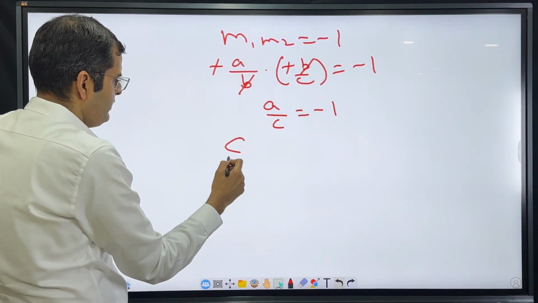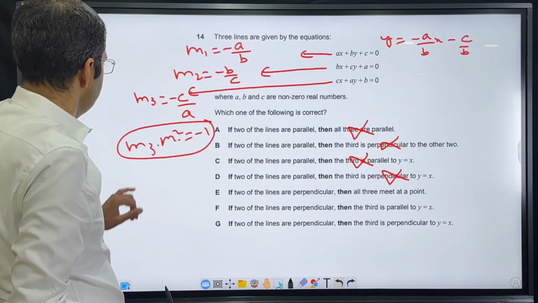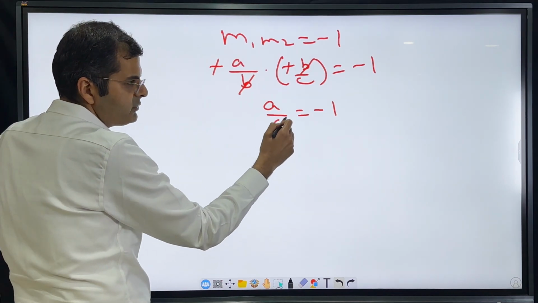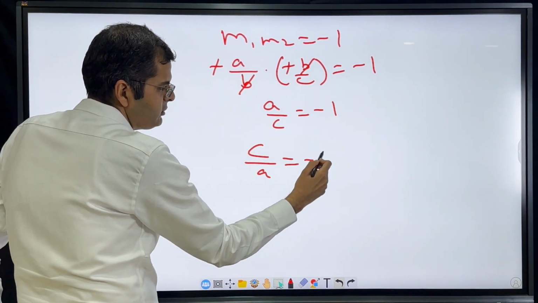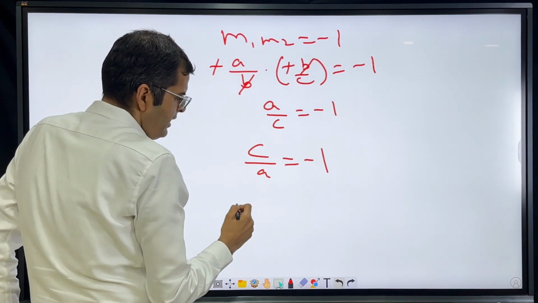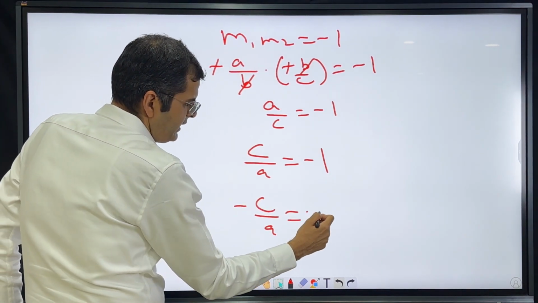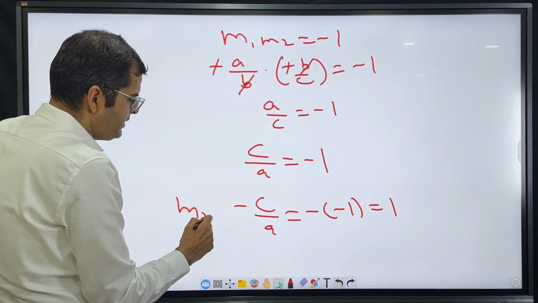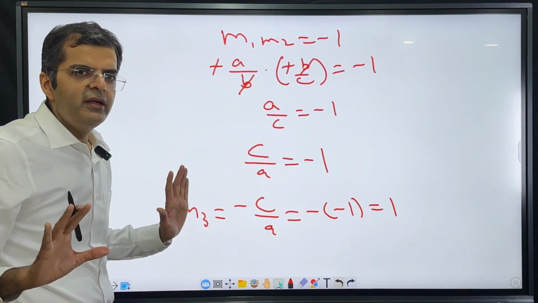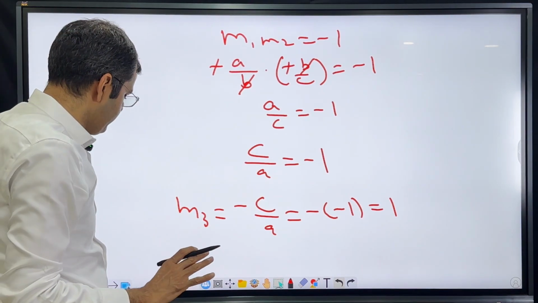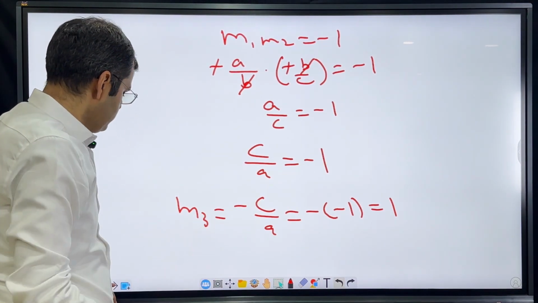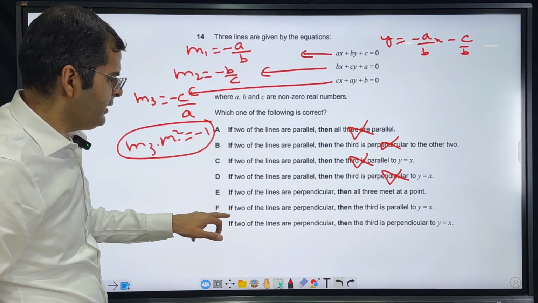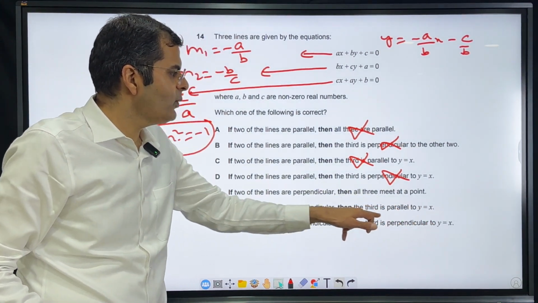Now what is m3? M3 is minus c by a. So if a by c is -1, c by a is also -1, the reciprocal of that. And minus c by a is minus of -1, which is +1. So minus c by a, which is m3, comes out to be 1. So if m3 is 1, that means it is same as the slope of the line y equal to x. So if two lines are perpendicular, then the third line is parallel to y equal to x.